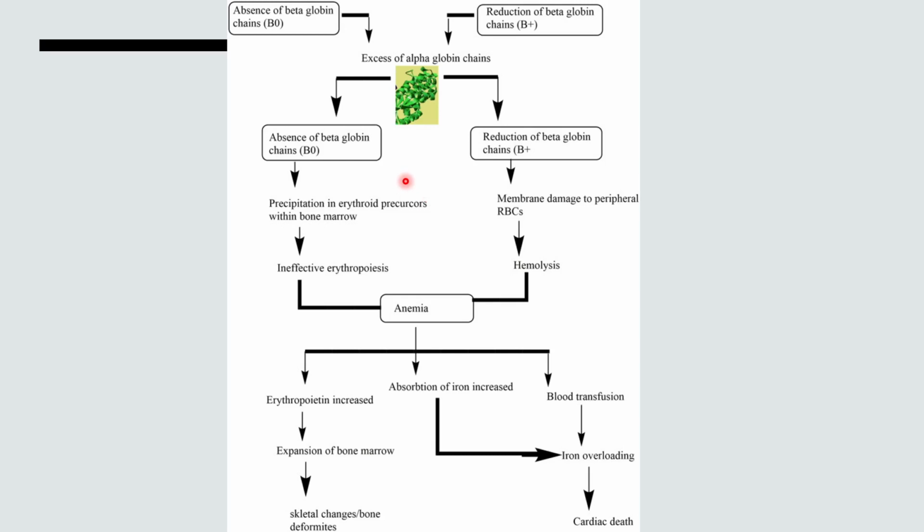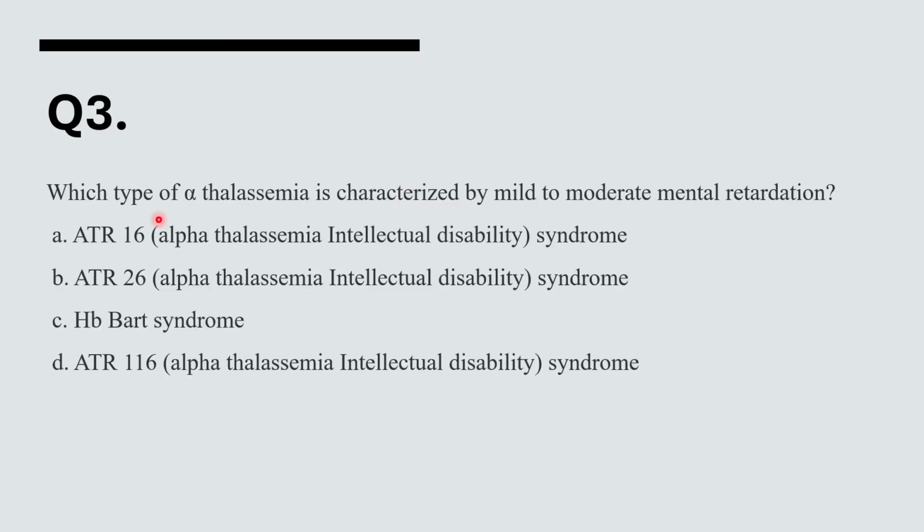Okay, so let's move to our next question, which is: which type of alpha thalassemia is characterized by mild to moderate mental retardation? Is it ATR16, ATR26 syndrome, HB Barth syndrome, or ATR116 syndrome? ATR stands for Alpha Thalassemia Intellectual Disability Syndrome. Which one will it be? Please try to answer this question in 2 minutes. Then I will be discussing.